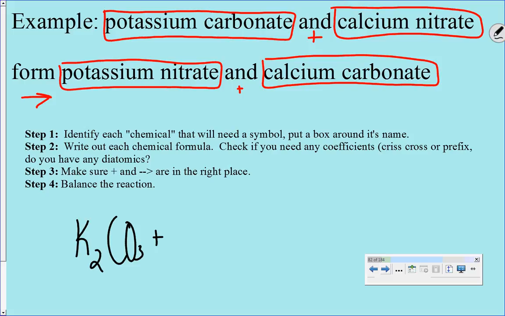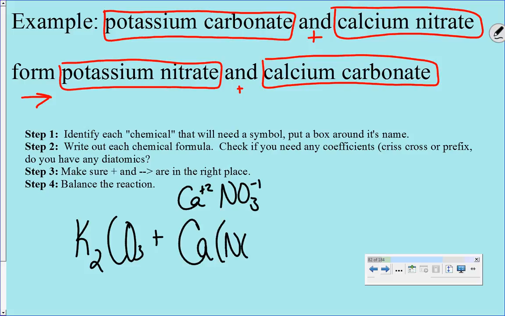We're going to react that with calcium nitrate. Ca's got a +2 charge. NO3 has a -1 charge. So we're going to bring down that 2 when we crisscross, and we're using parentheses here.